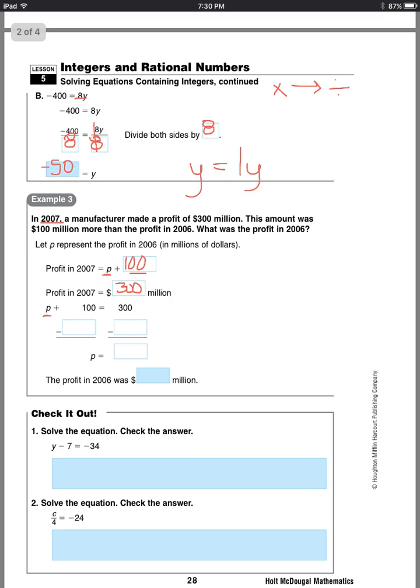So what we need to do is look at the side with the variable and look at our constant. Our constant is being added, so the opposite of adding 100 is subtracting 100. So we subtract 100 from both sides. These cancel because they're opposites. Opposites equal 0. And we get 300 minus 100, and that is 200. So the profit in 2006 was $200 million.